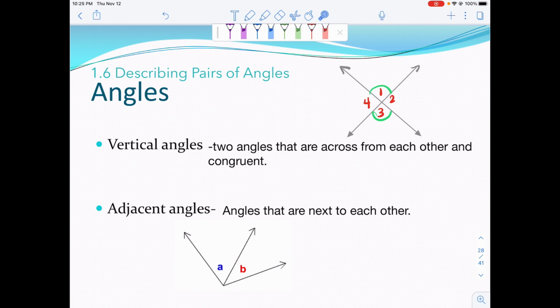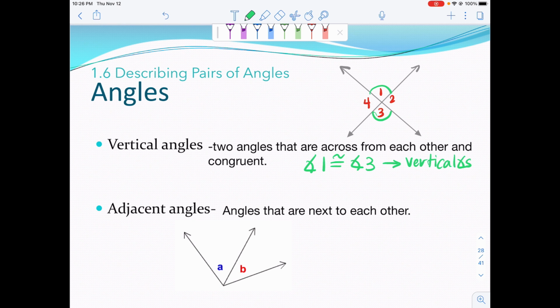If we were to write these on a piece of paper and fold them hamburger style on the vertex, making these lines here on top of each other, we would see that these angles here, angle 1 and angle 3, would be the exact same angle. So with that said, angle 1 is congruent to angle 3 because of vertical angles.